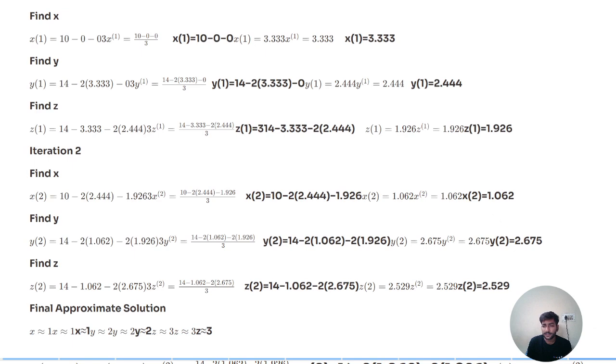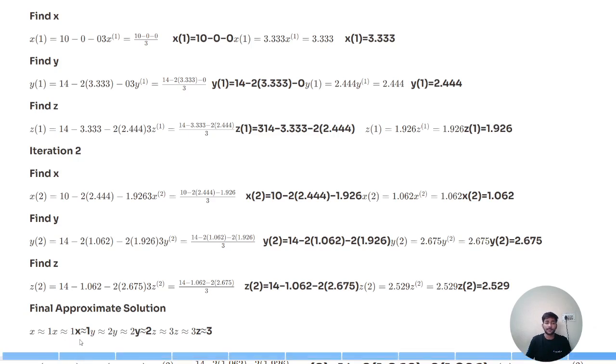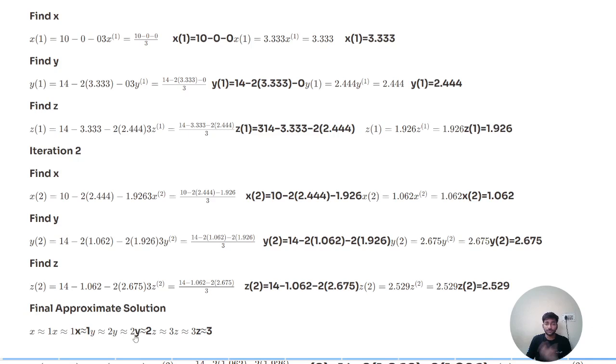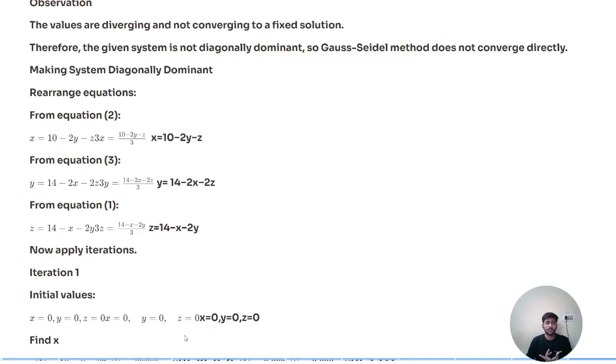In approximation, when we get a similar answer, then we will assume our x value lies near 1. Then we will assume that the x1 value is equal to 1, and we will assume that this value is similar. Then I will assume that y is equal to 2 and z is equal to 3. Then we will take all these as the approximate answer, and this will be our answer.